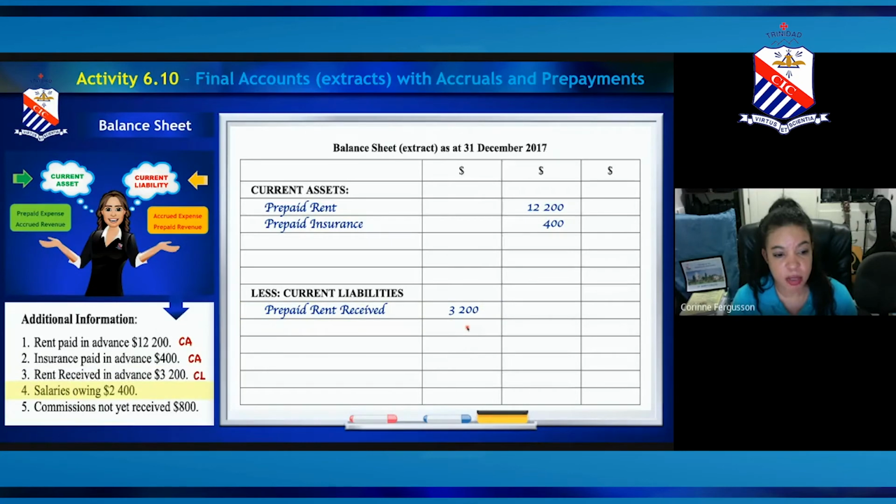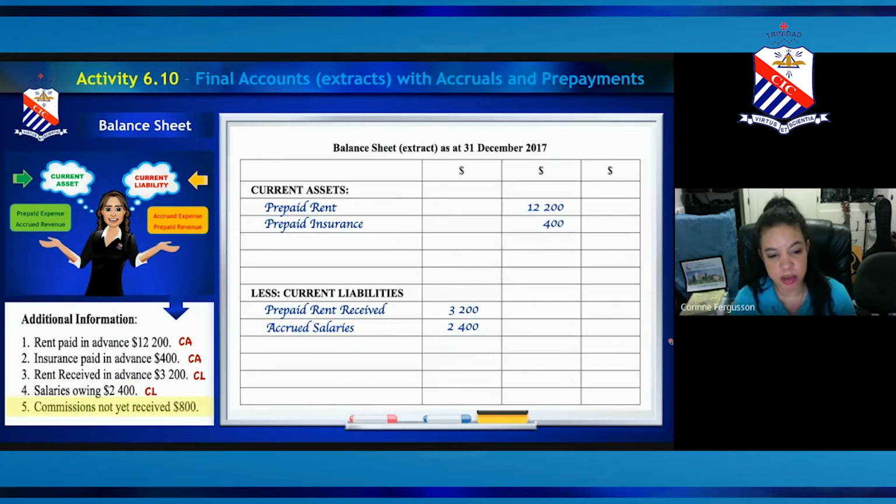Next one, salaries owing. Owing is an accrual, so accrued, and salaries is an expense. So what is an accrued expense? It's a current liability. As a current liability, you just go under current liability and you put accrued salaries, 2,400. And then we just move on.